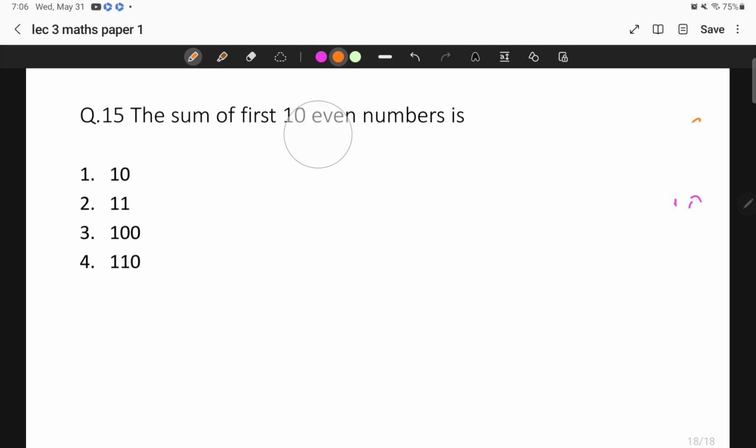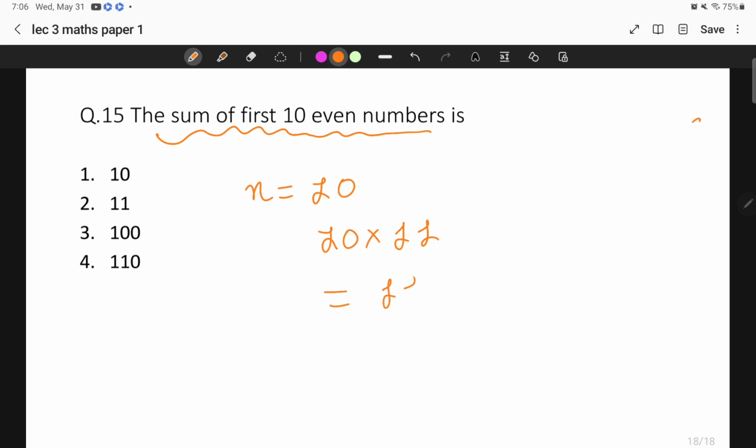So in the given question, they have asked us to find the summation of the first 10 even numbers. So the total numbers are equal to 10. So 10 into the next upcoming number, which is 11. This will be equal to 110. So the summation of the first 10 even numbers is 110. Got it? In this way.